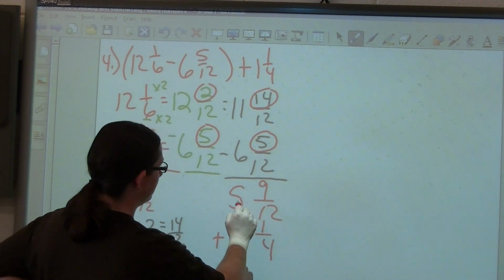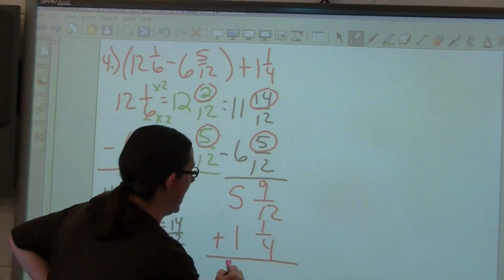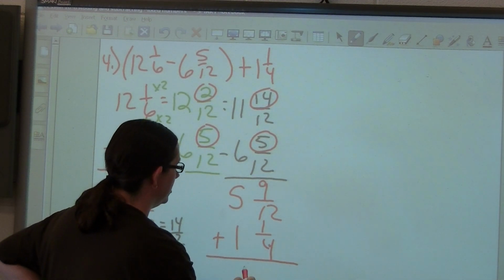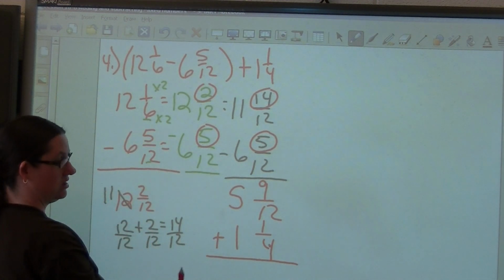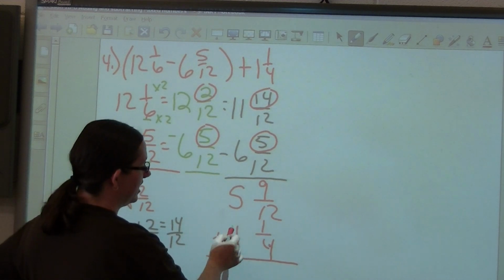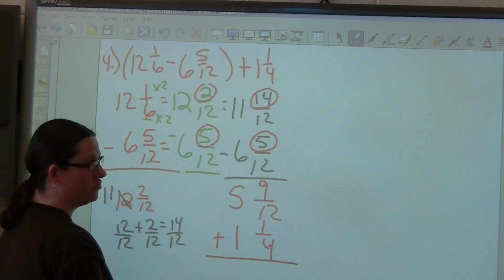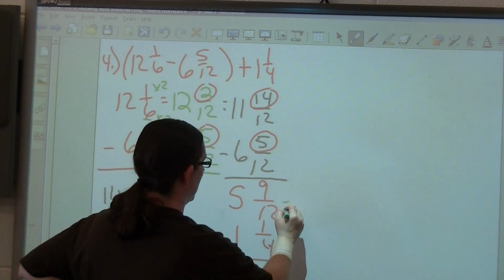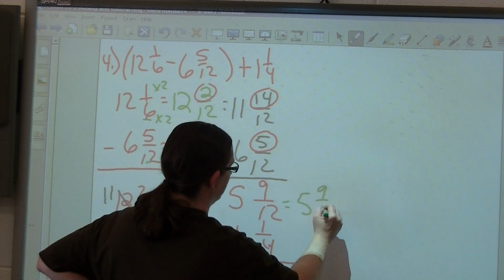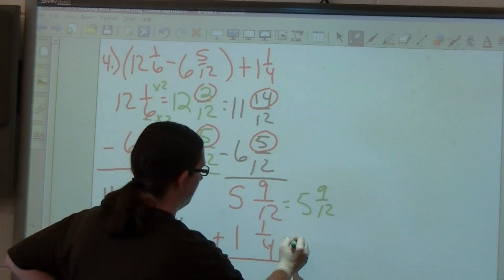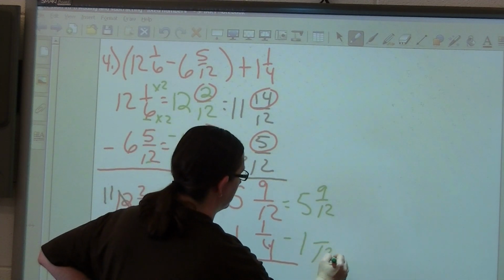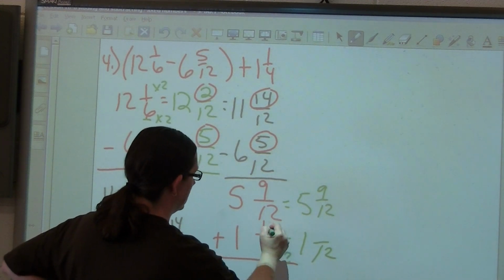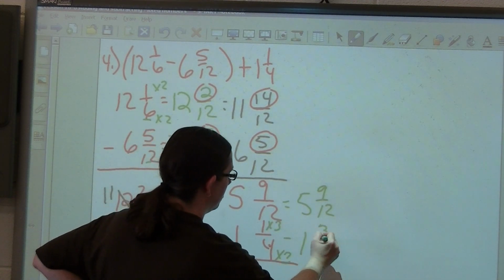Okay, so now we're going to take that 5 and 9/12ths and add the 1 and 1/4. Can I add the fractions that are here? No, I need a common denominator. Common denominator, LCD, of 12 and 4 is what? 12. Good. So now let's change these so that they both have 12s. 5 and 9/12ths stays the same. 1 and 1/4 then changes to what? 4 times what gives me 12? Times 3. 1 times 3 gives me 3.